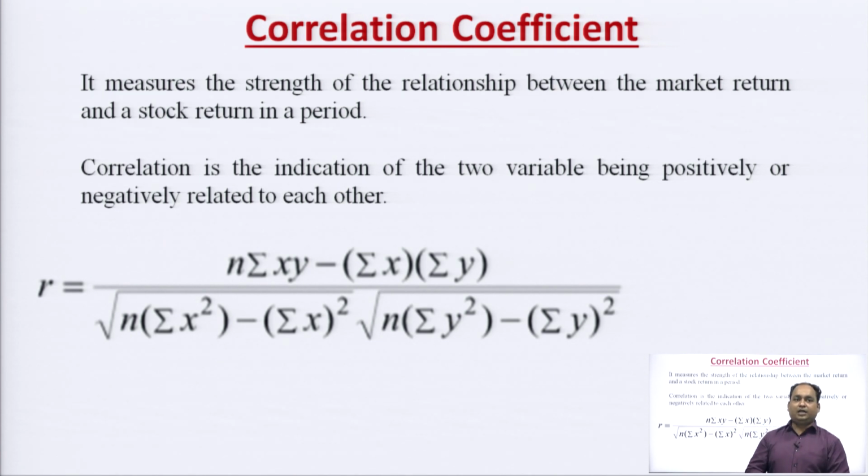Correlation is the indication of two variables being positively or negatively related to each other. For example, if the stock market is giving a positive return whereas a particular stock is giving a negative return, the market is moving up while the share price of a particular company is moving down. It will definitely establish a negative correlation.